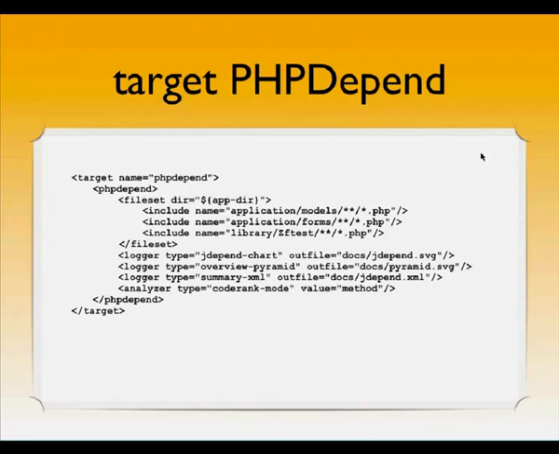Again, I can add my various loggers. First of all, the graphics, the dependency chart, and my overview pyramid. And I also want to have a summary XML, which I can run into my toolset. And I can also have an extra analyzer added to the stream, which is the code rank mode. And I'm looking at all the methods that are being used in my code base.